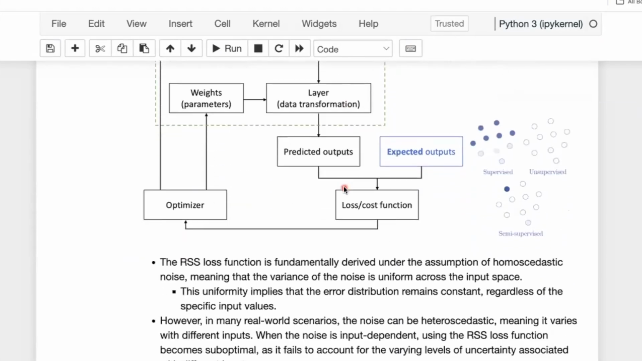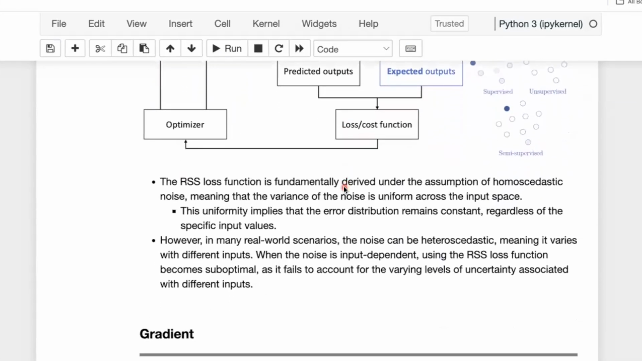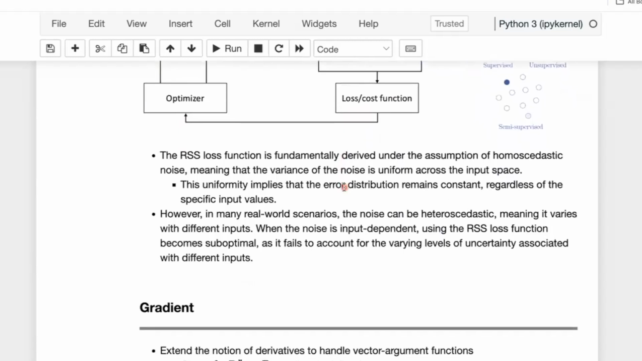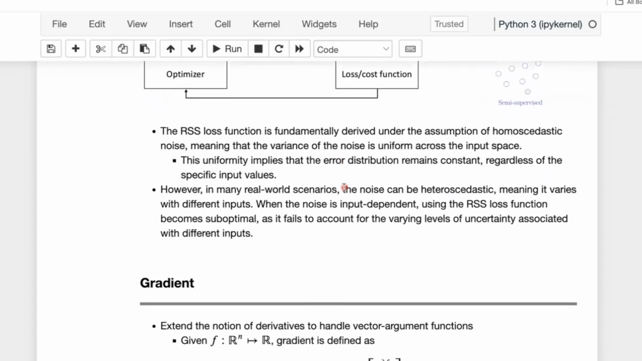So here is where I would like again to emphasize that this RSS loss function is derived under the assumption of homoscedastic noise, meaning that the noise is uniform across the input space. This is a very big assumption, and in many cases we have heteroscedastic noise, meaning that the noise is input dependent, and therefore this loss function may not give you a good solution or prediction model in general, and that's something that we have to take care of.